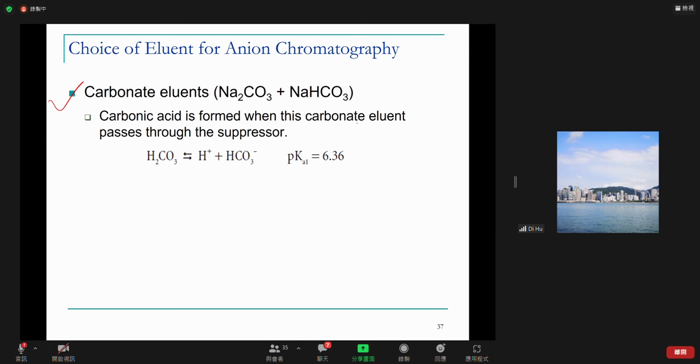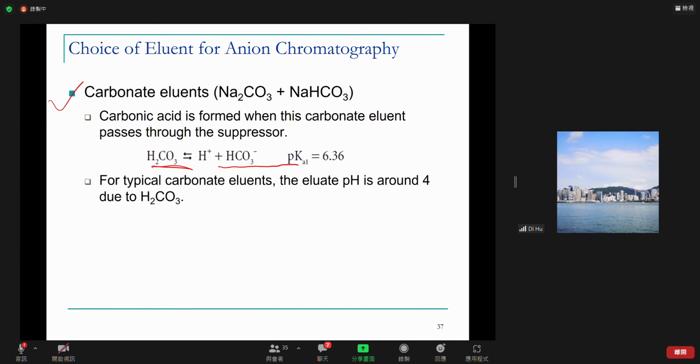However, after they come out of the suppressor, because the suppressor is capped with hydrogen ion, they release and form carboxylic acid, so carbonic acid, this one. For a typical eluent, when it comes out of the suppressor, the pH is around 4. Not just due to this, but also because many hydrogen ions are released and come out with your analyte, causing the eluent to become more acidic. I will explain that later.